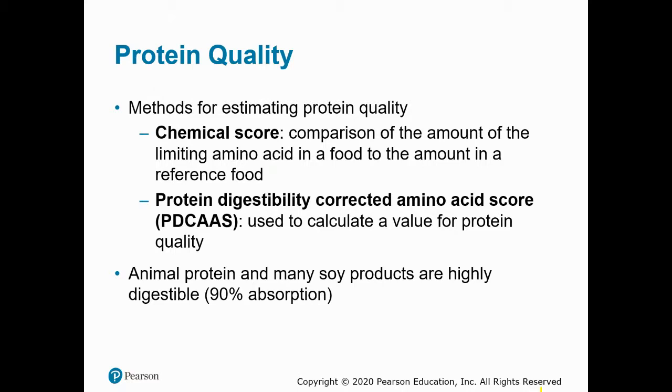We're not really going to talk about protein quality or score, but there is this concept of protein quality, which is again based on the limiting amino acids in a food. So again, animal protein and many soy foods made from soy are going to get a high score because they don't have per se a limiting amino acid.